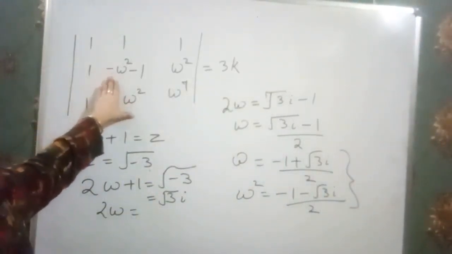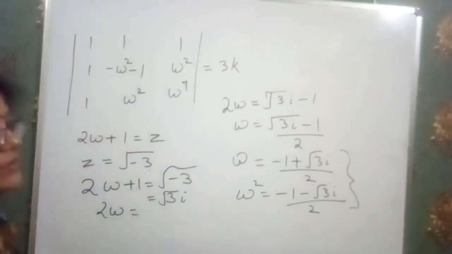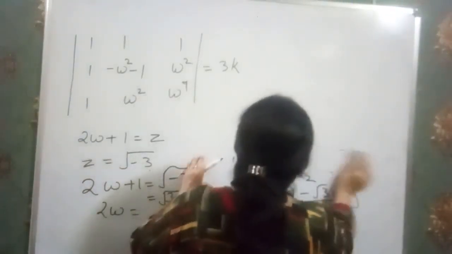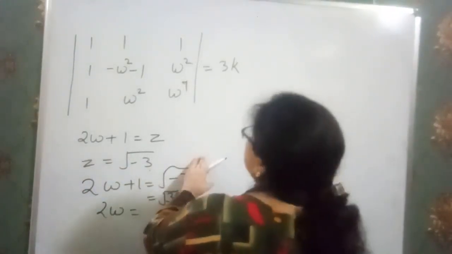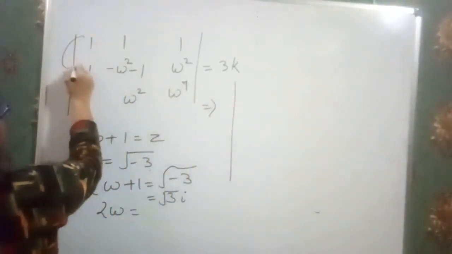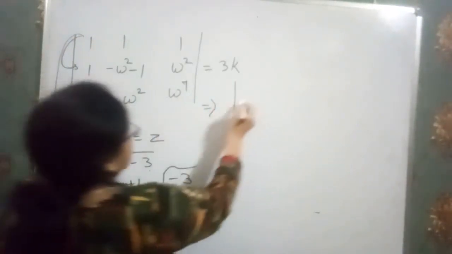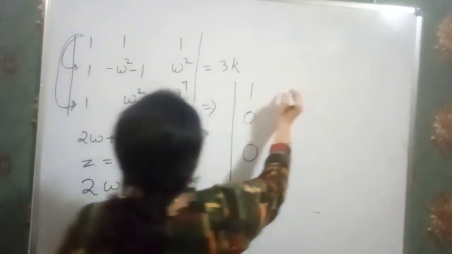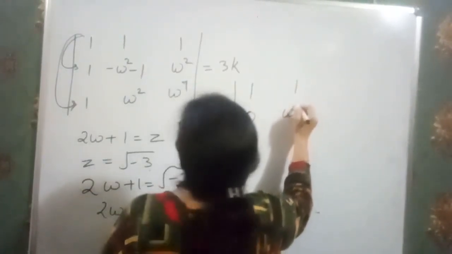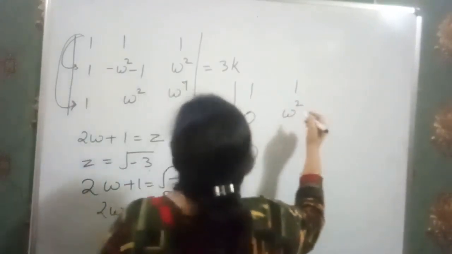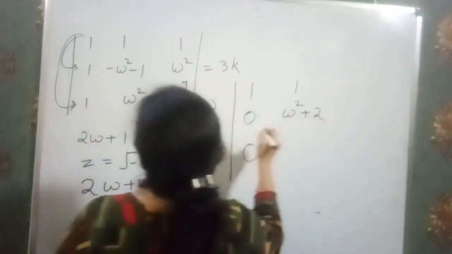Now I am going to solve this. Clear? Just solve that determinant. You can do it by either of the methods. For example, I just subtract this row from this and this row again from this. We have 1, 0 and 0. Now here when we subtract, we have 1. That means omega square minus 1, that is plus 1, that is plus 2. And here we have 1 minus omega square.